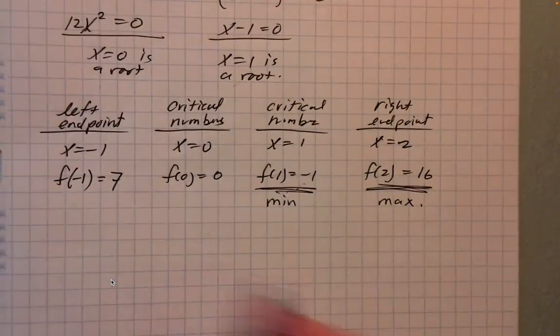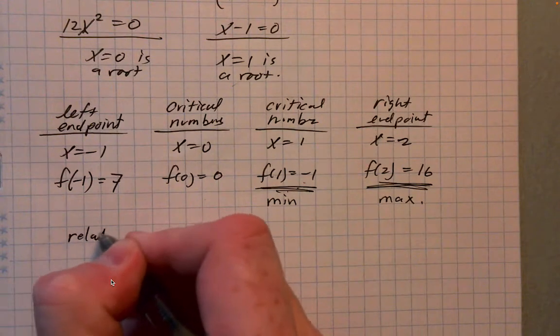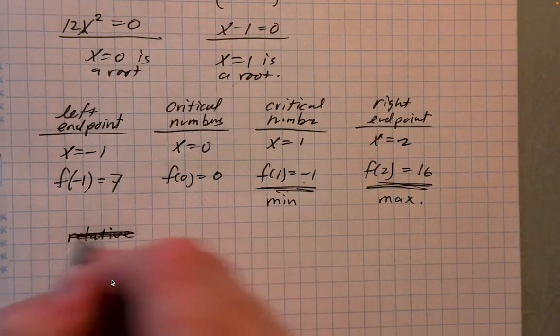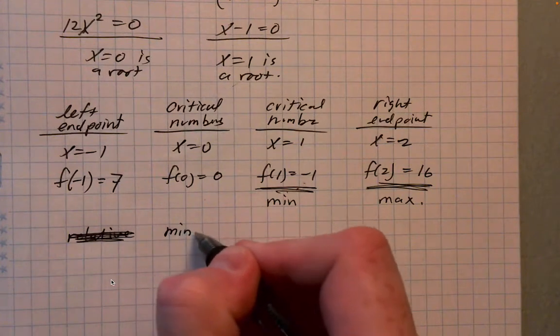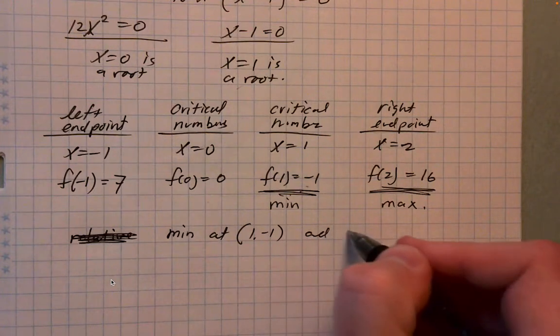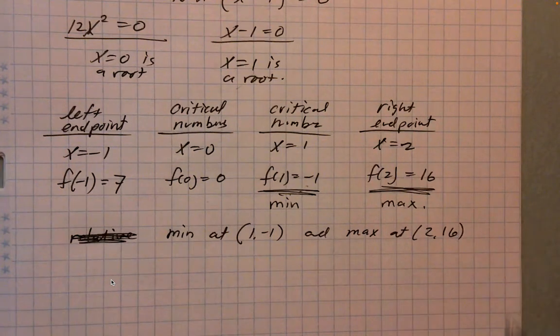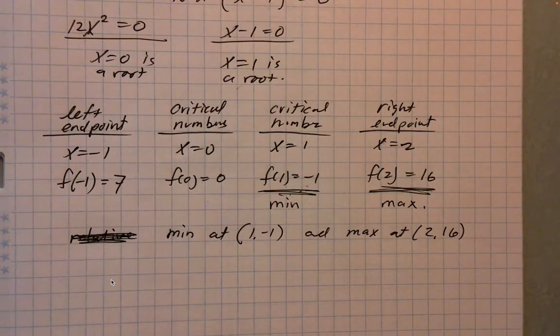Okay. And so what we're saying here is that we have a relative min. Well, let's not call it relative min. Let's call it a minimum at the point 1, -1, and a max at the point 2, 16. Sometimes when we say relative min, that sort of implies that we're talking about just the peaks and valleys. But absolute max and mins on intervals are going to include the endpoint values as well.